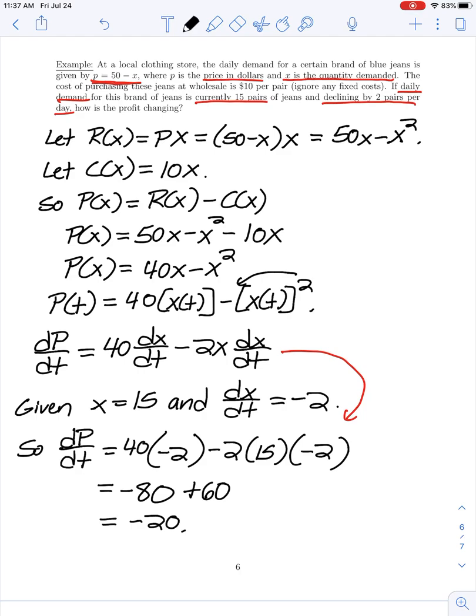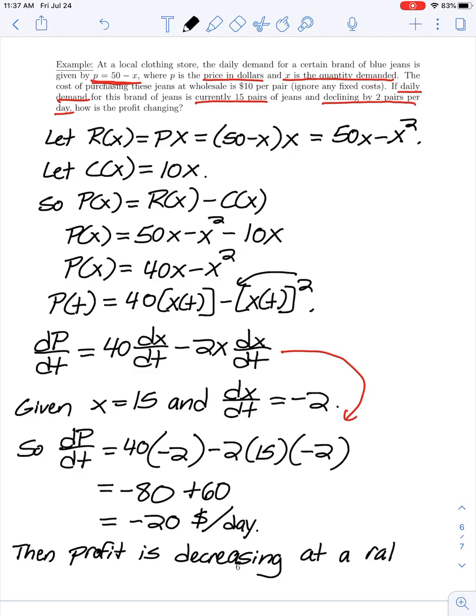And let's think about what we're measuring in here. So profit was being measured in dollars, because that was the same measure for revenue and cost. So dollars per time was measured in days. So we can say that the profit is decreasing, since we had a negative value for our derivative, at a rate of $20 per day.